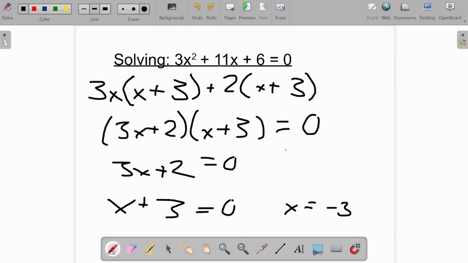So now we do this one. Remember, we do the reverse of BIDMAS. So we start with the plus 2. So to take that away, we take away 2 from both sides, so that becomes 3x equals minus 2. Then we divide both sides by 3, so that becomes x equals minus 2 over 3.